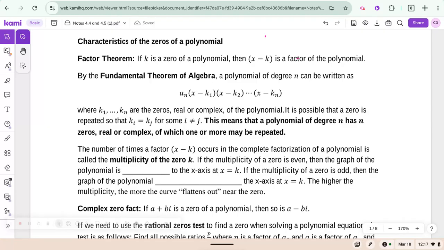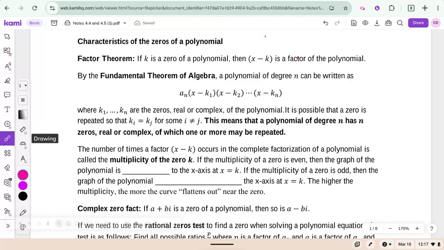If you have factors multiplied together, and that's what a factor is, something multiplied with something else, and they equal 0, that must mean that one of the factors is equal to 0. So we've used this earlier. When we factored, we might have something like this, x minus some number. We would set it equal to 0 and solve.